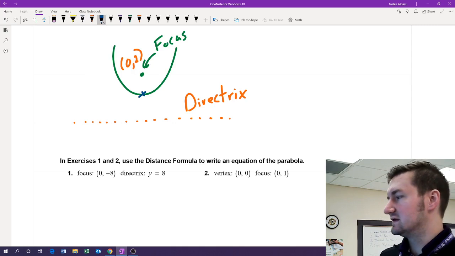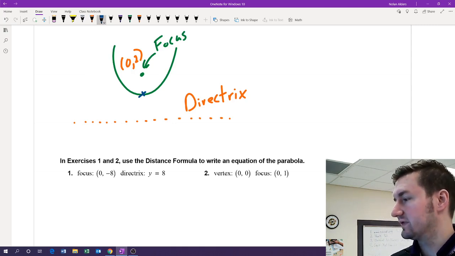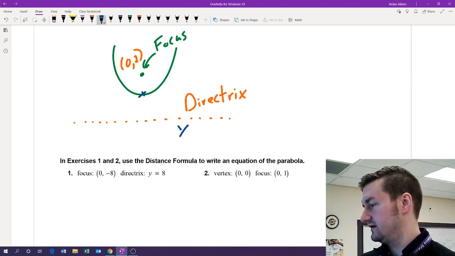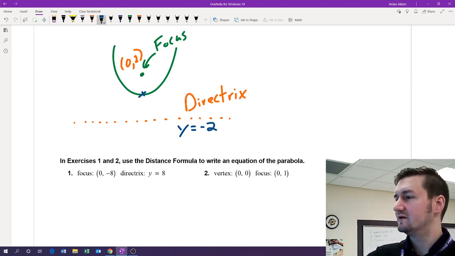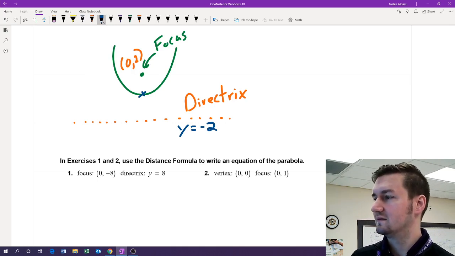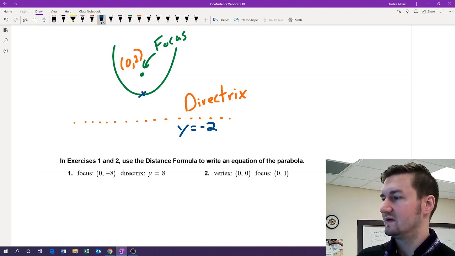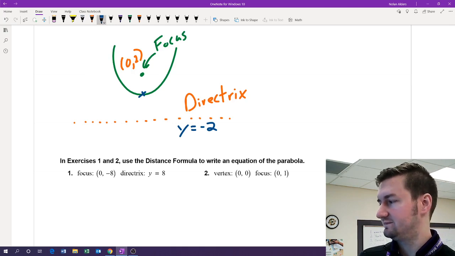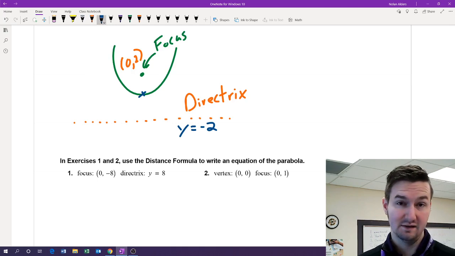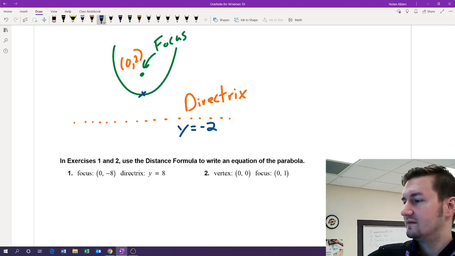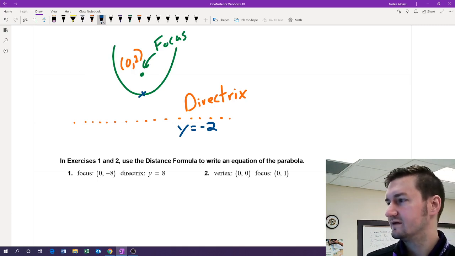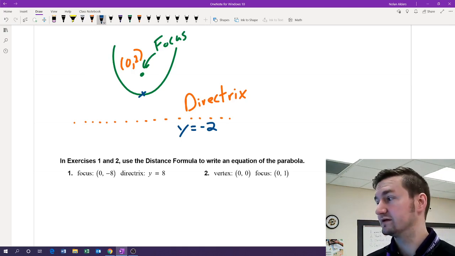So that means that this line down here, the directrix, might be something like y equals -2. So notice if our focus is (0, 2), then that would mean that our vertex might be (0, 0). And so our directrix would be down there, -2. So we would say there's a distance of 2 between the vertex and the focus, and between the vertex and the directrix, the same distance.